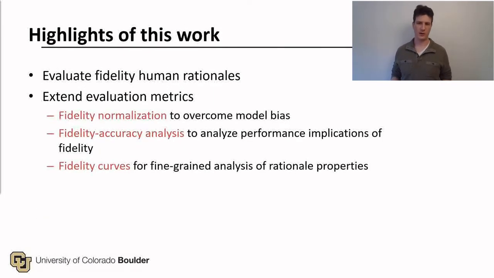In addition to evaluating the fidelity of human rationales, we also propose extensions to the fidelity metrics themselves. We propose a normalization procedure to account for baseline model behavior, and we investigate the relationship between fidelity and model accuracy. Finally, we propose a method for investigating fine-grained rationale properties by drawing so-called fidelity curves based on random occlusion of rationale tokens.